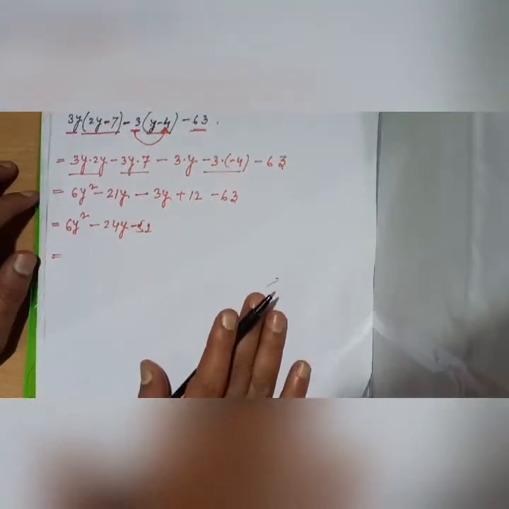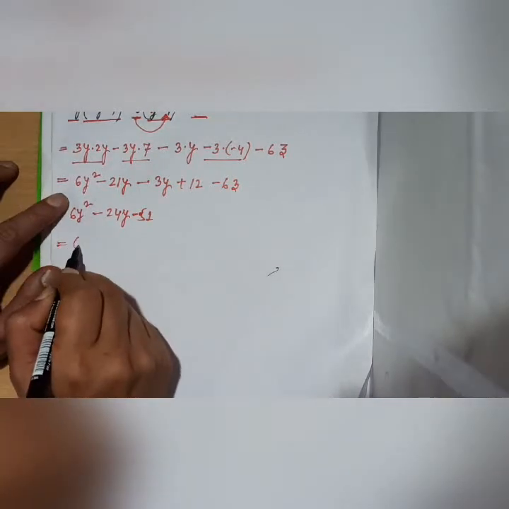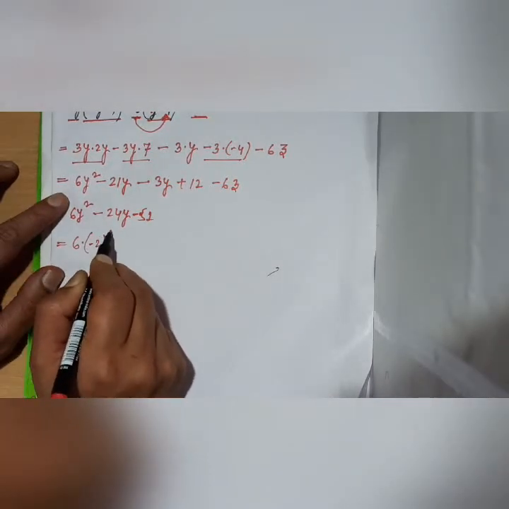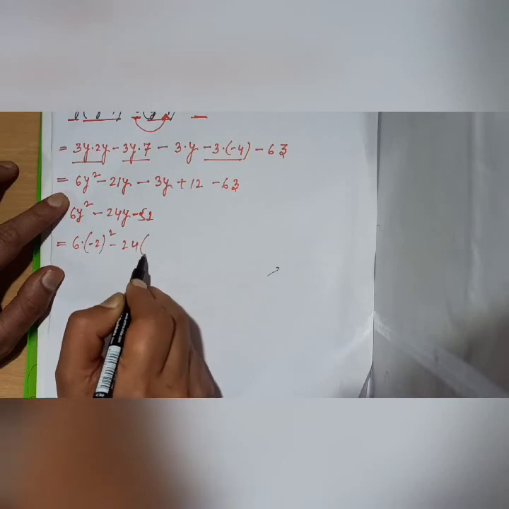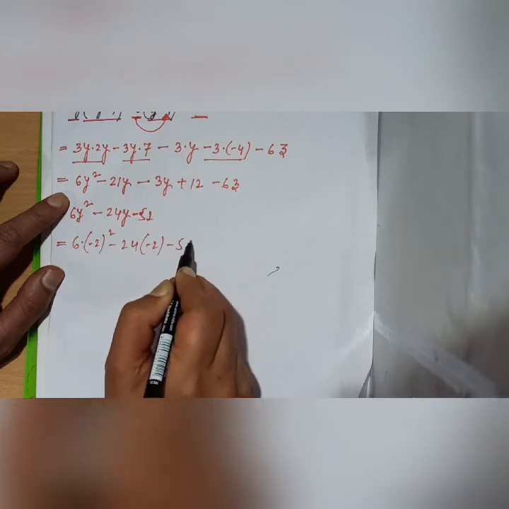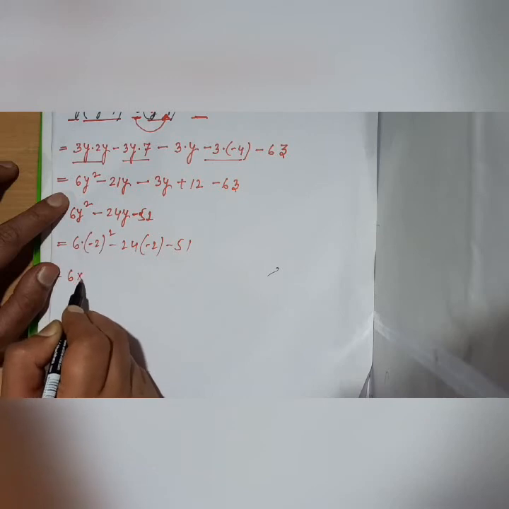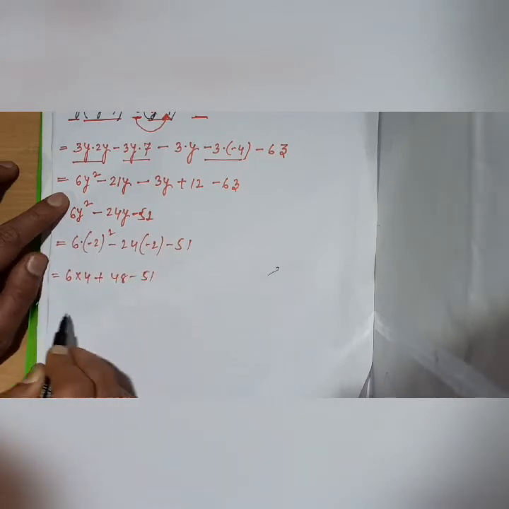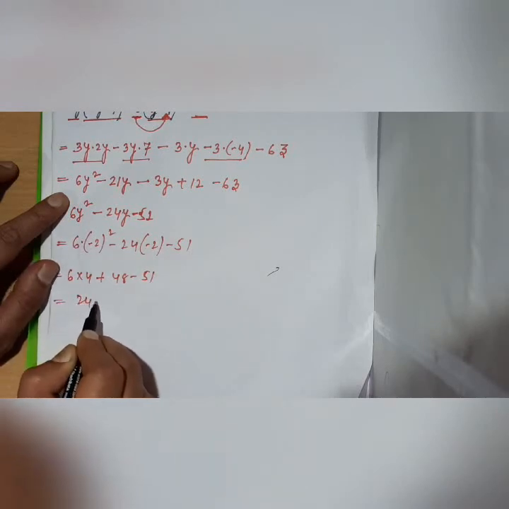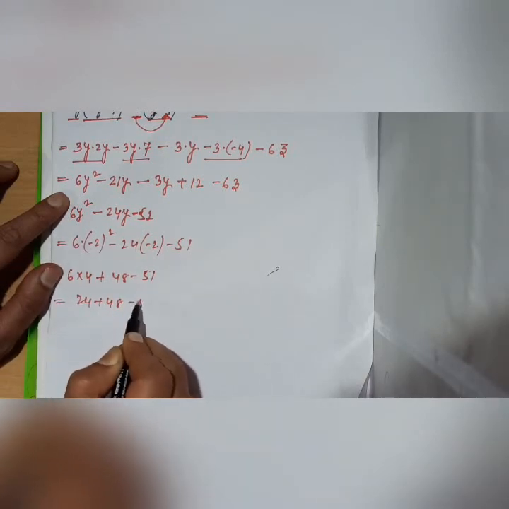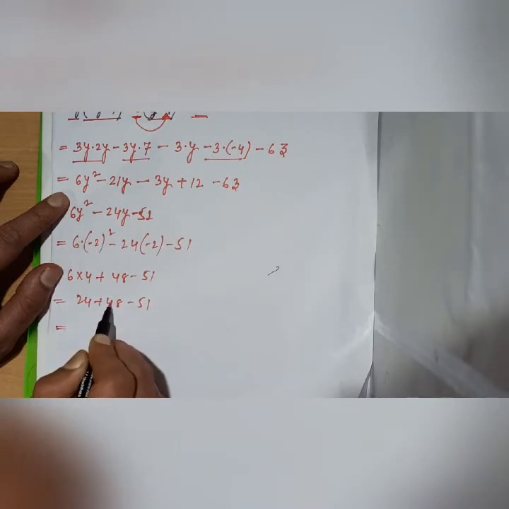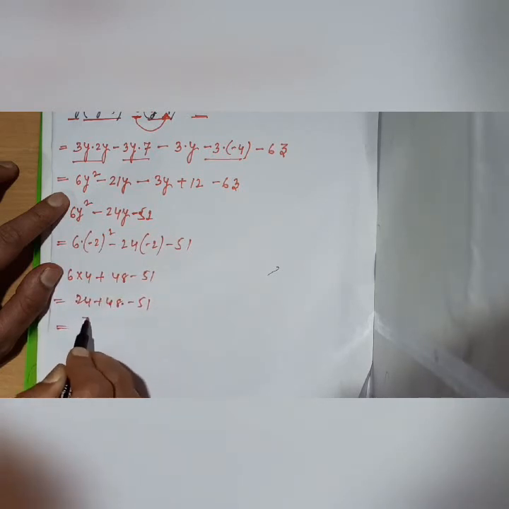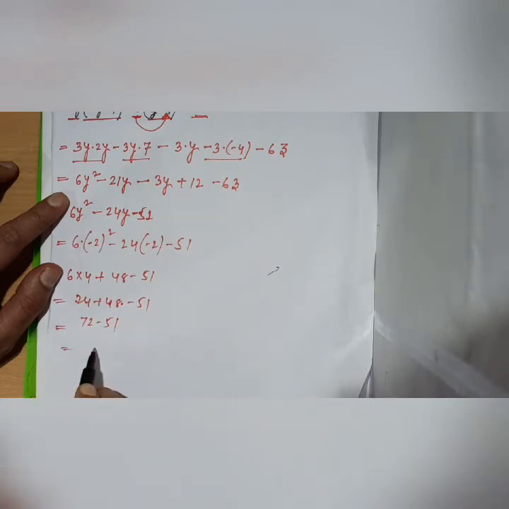Now we will put the value: 6 into minus 2 square minus 24 into minus 2 minus 51, which is equal to 6 into 4 plus 48 minus 51, which is equal to 24 plus 48 minus 51, which is equal to 72 minus 51, equal to 21. This is the final answer.